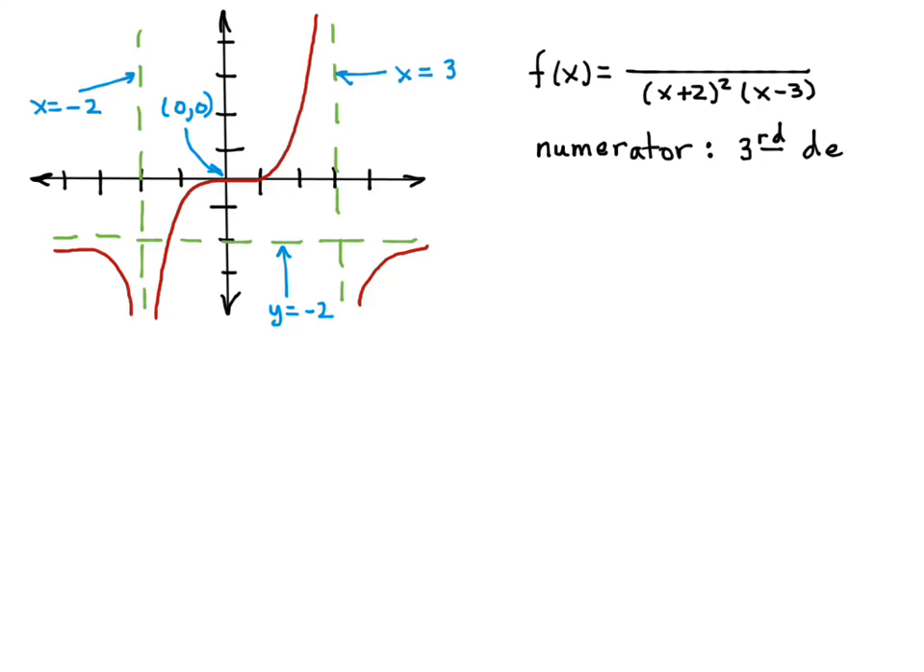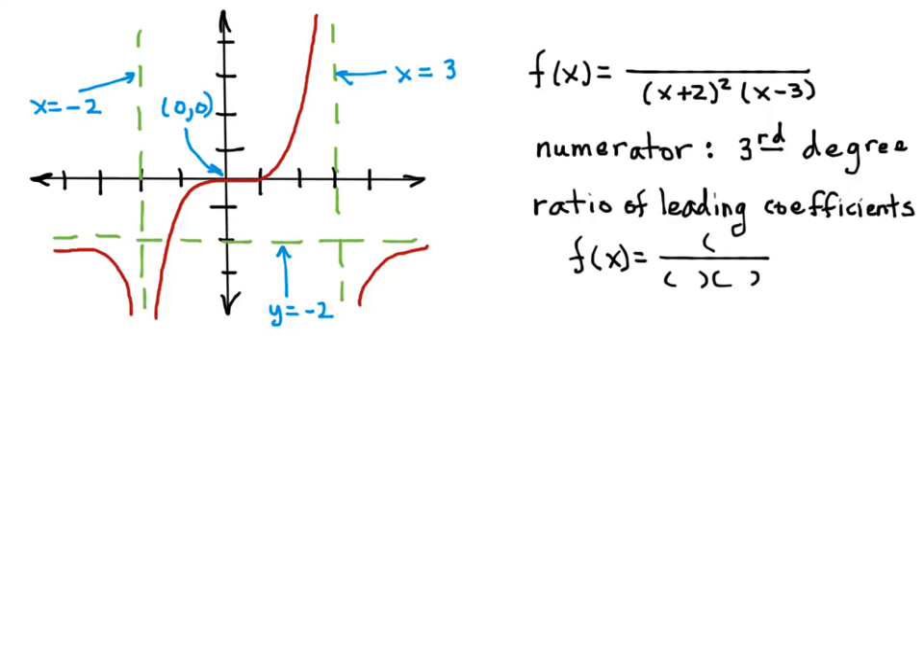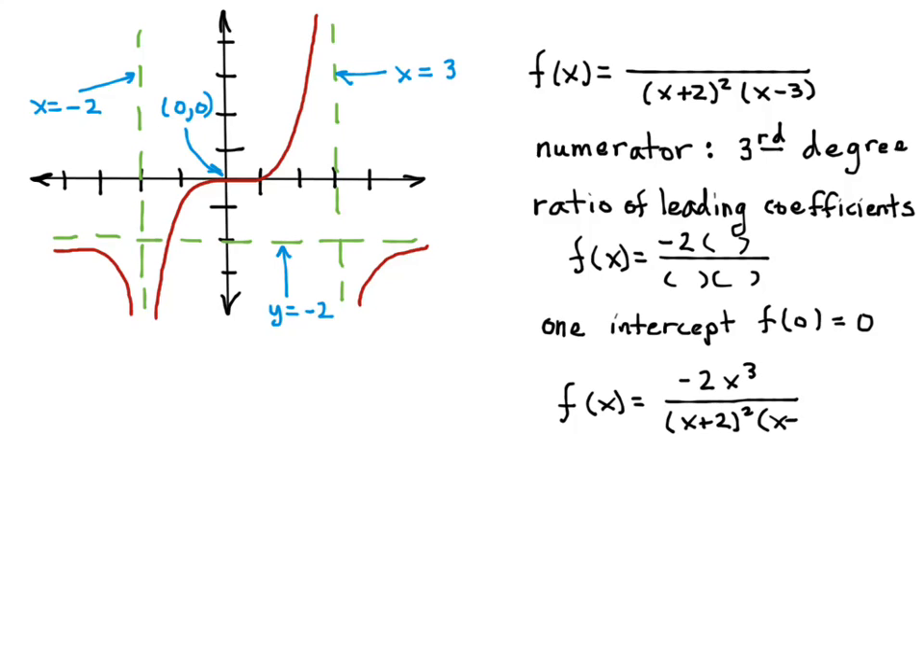I know what my denominator looks like from the vertical asymptotes. The numerator has to be third degree to get my horizontal asymptote. I have one intercept. And so what I get out of this is that the form looks like this: f of x equals negative 2 times some factor over those two factors that give me my asymptotes. I get x cubed there because that's my only intercept. So when x equals 0, that's my intercept.